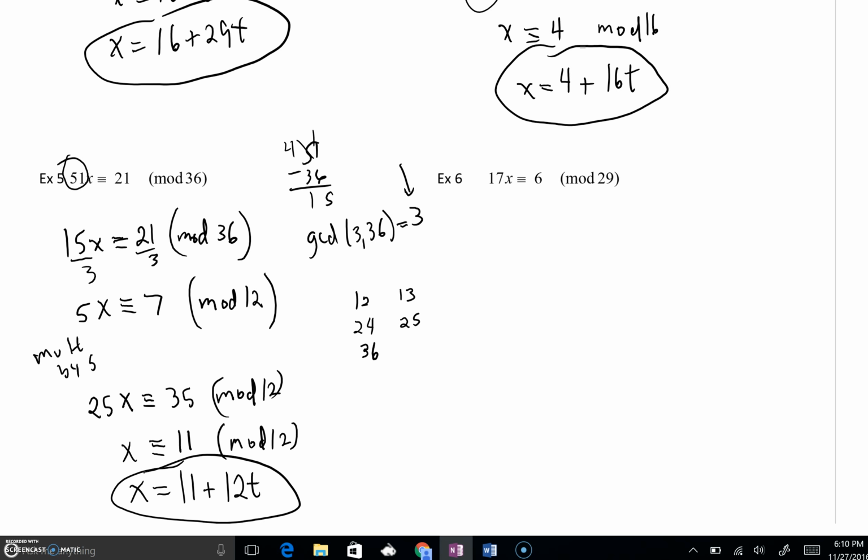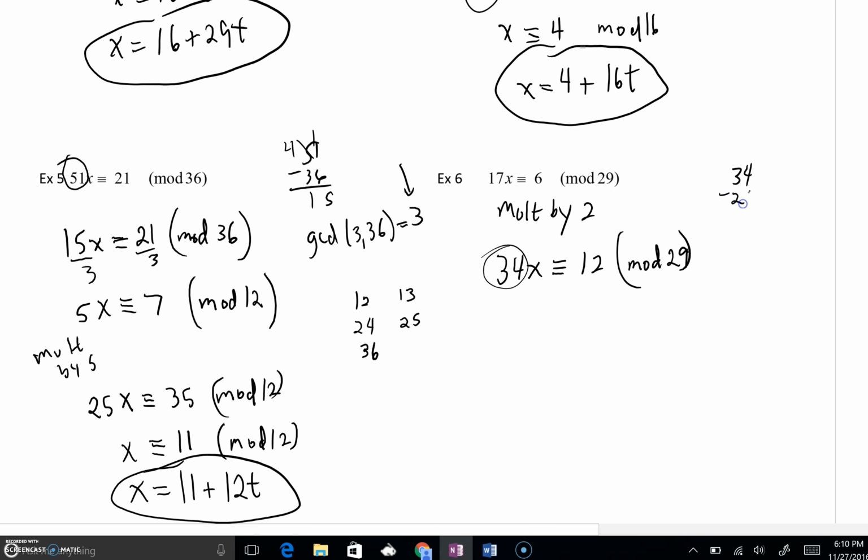But tell you what, here's a little trick we can do. Let's go ahead and just multiply by 2. And right now that might seem so counterintuitive at first. You might think, why in the world would you ever do that? Well, here's why. If we can get a smaller number in front of x, maybe, just maybe, that's going to help us out. 34, if you just subtract 34 minus 29, you get a 5. So what I'm really getting at is this coefficient of x is really equivalent to 5.